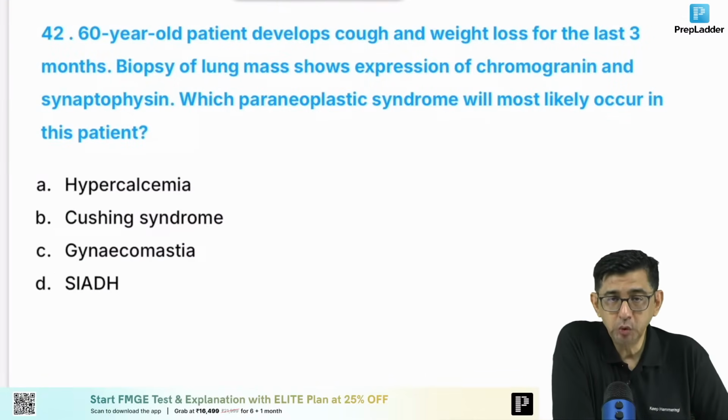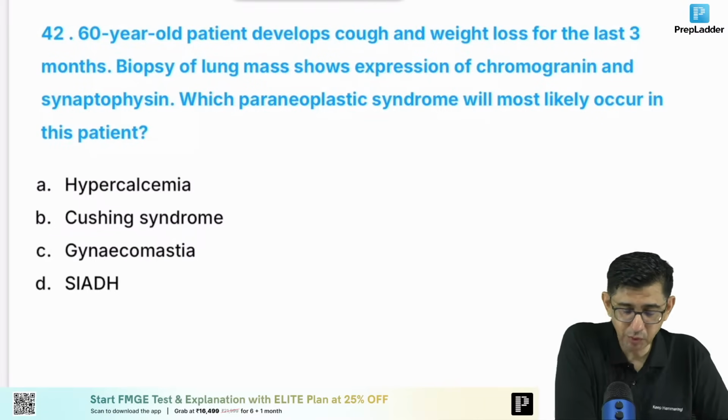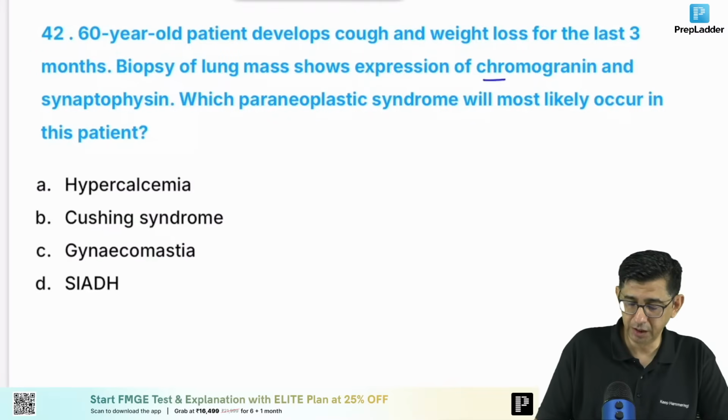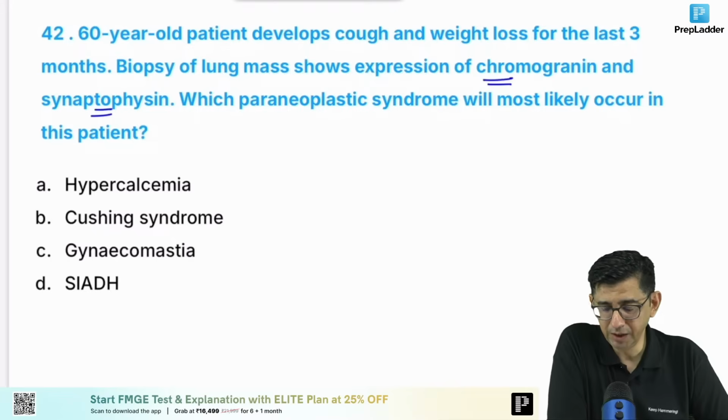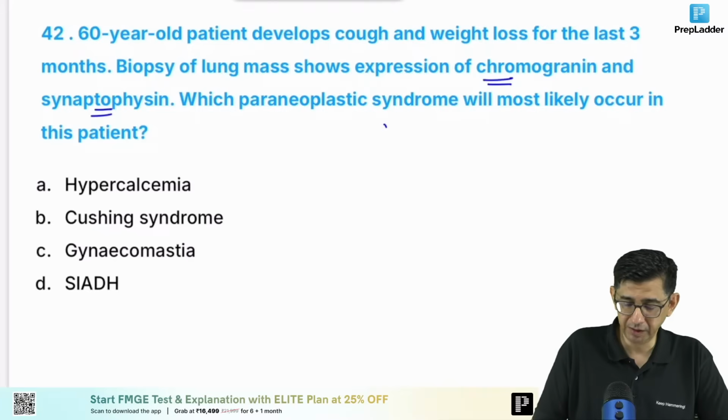Coming to 42, this is a question from last time's paper. A patient comes with cough and weight loss for the last 3 months. The biopsy shows expression of chromogranin and synaptophysin. Whenever we read about a patient of lung cancer or suspected lung cancer, chromogranin and synaptophysin always help you in identifying that the patient has oat cell cancer, that is small cell cancer. It's the most aggressive lung cancer.